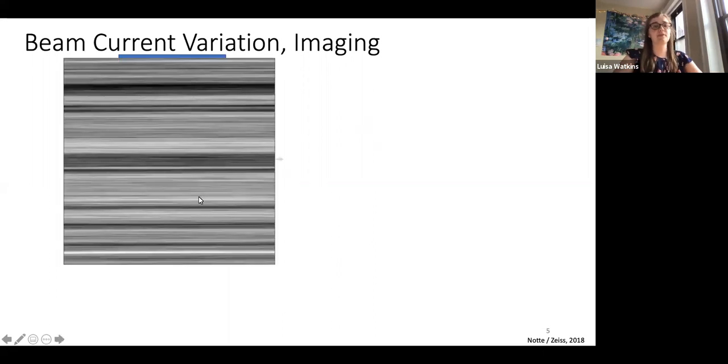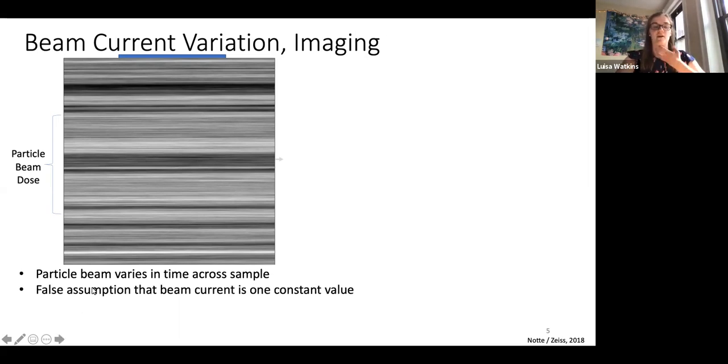This is an example, which goes along with my results that I'll show later. If this is the sample and it's this size, this is what the dose looks like. You see we have these horizontal stripes because we're scanning horizontally across. The lighter the stripe, the larger the value of the dose, and the darker values are lower doses. So this is the particle beam dose, and as you see, it's changing as it goes across the sample.